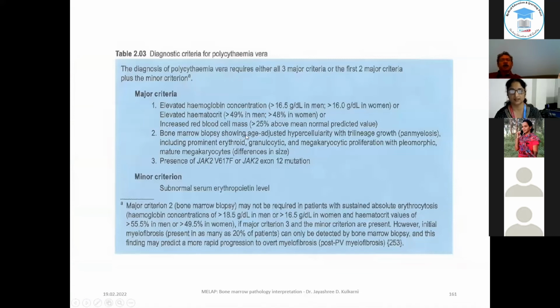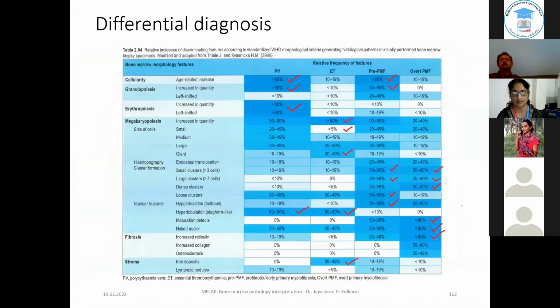So your major criteria will be elevated hemoglobin and a bone marrow showing hypercellularity with trilineage growth, panmyelosis. But you have to prove the presence of the JAK2 mutation. And the minor criterion will be your erythropoietin level, which will be reduced.